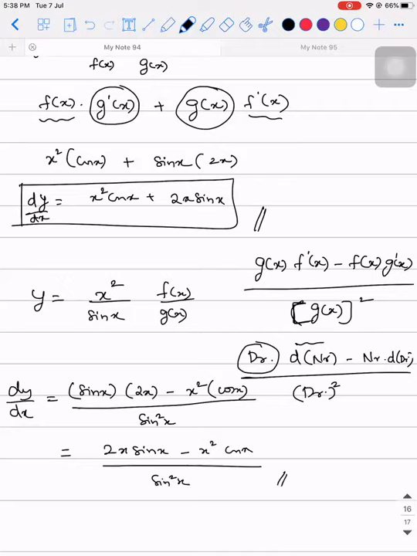Are you able to understand? So this is the derivative of this particular function. If you're clear with this, I will tell you how you are supposed to apply this in physics.